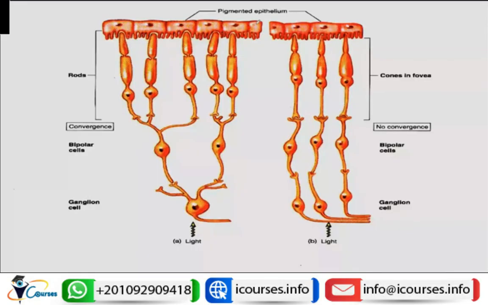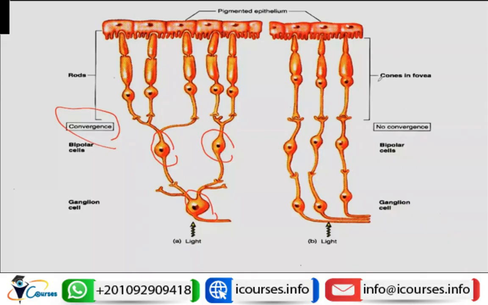So here is what we meant by convergence. In the case of the rods, since they number 120 million, they show the process of convergence. A large number of rods will converge on a single bipolar cell, and then a large number of bipolar cells will converge on a single ganglion cell. That will decrease the visual acuity, as the visual process will be condensed to a smaller number of bipolar cells and an even smaller number of ganglion cells.